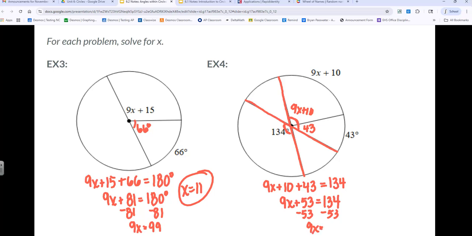Alright, so 134 minus 53 is going to give you 81. And then you'll divide. What are you going to get for your final answer on that? 81 divided by 9? 9. Very good.